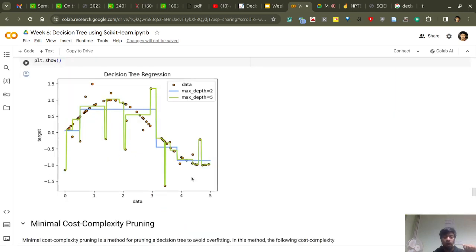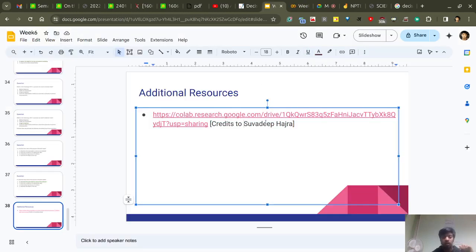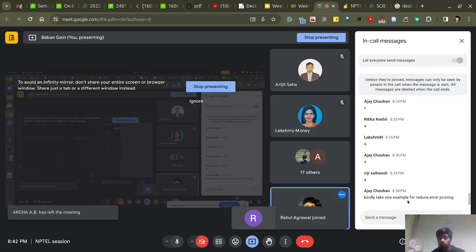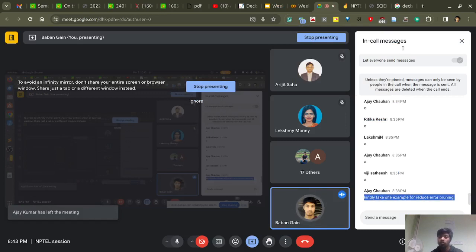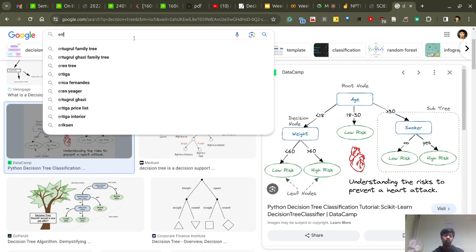I have given the links on the slides, and you can see the slides in the spreadsheet that has been shared with you. If you have any more questions regarding the whole session, you can ask me. Kindly take one example for reduced error pruning. Okay, I'll look for such an example on the internet and I'll explain.